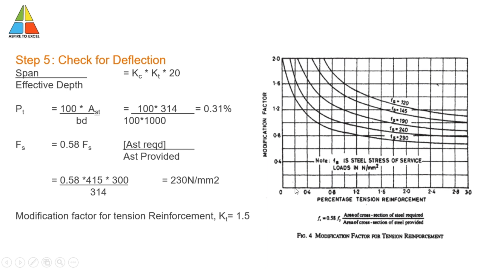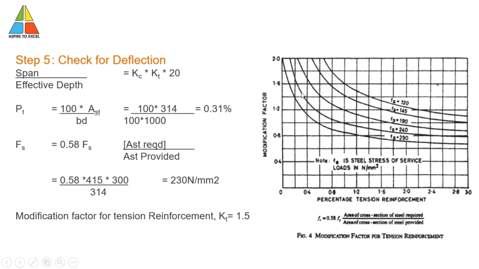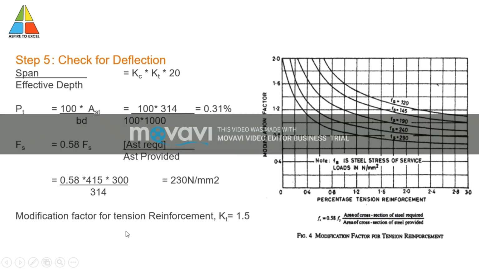So this is 0.2, this is 0.4. So exactly at the center this would be here. So when we move up, we are continuously moving up, and somewhere here it is touching this line, that is 240. So 240 corresponds approximately to 1.5. So the modification factor for tension reinforcement Kt is 1.5.